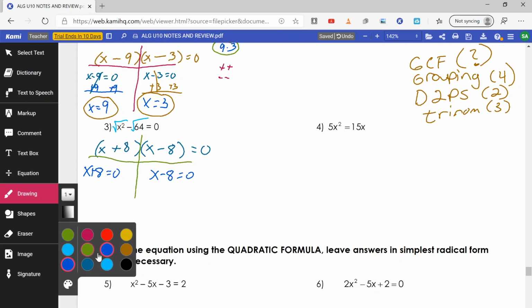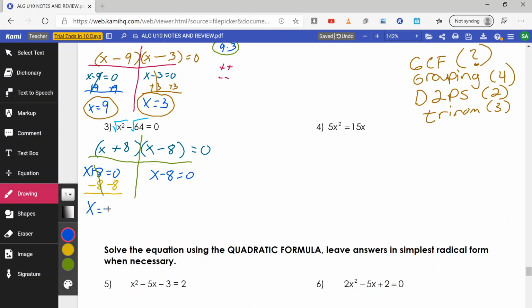And we're going to solve for x in both cases. So on this side, we do the opposite by subtracting 8. And we get x equals negative 8. And on this side, we're going to add 8 to both sides. They cancel out, so we have x equals 8. So there's the two values of x that make this statement true: x equals negative 8, x equals 8.